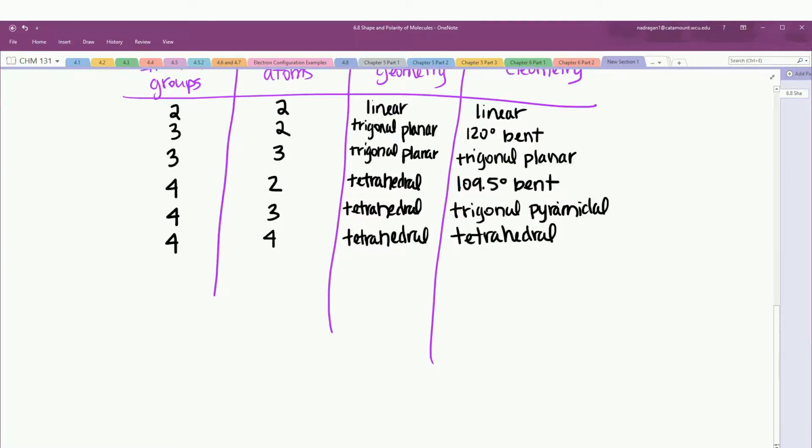Alright, so we'll look at a few examples of all of these different types of geometries. So we had our linear electron and molecular geometry. So now let's look at groups that have 3. Alright, so here's one example. So this example has 3 electron groups and 3 bonded atoms.